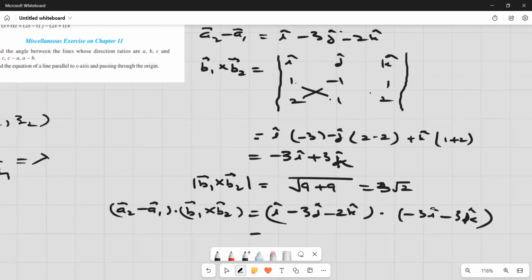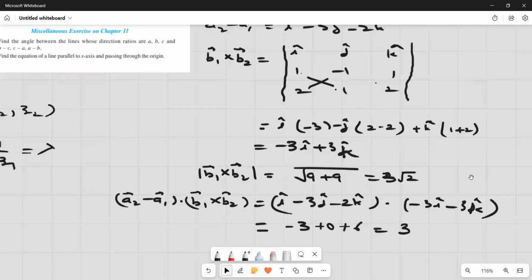So this is, if I take the dot product, that will be i dot i, so minus 3. As j is not there in the second one, so j will be 0. And then -2 and -3 for k is +6. So this is coming 3, right? And this is 3 root 2.